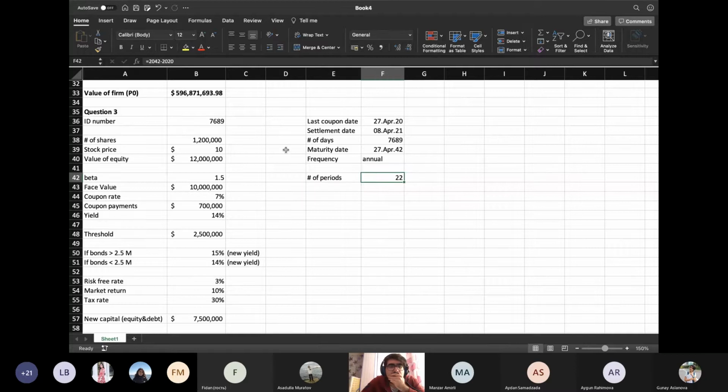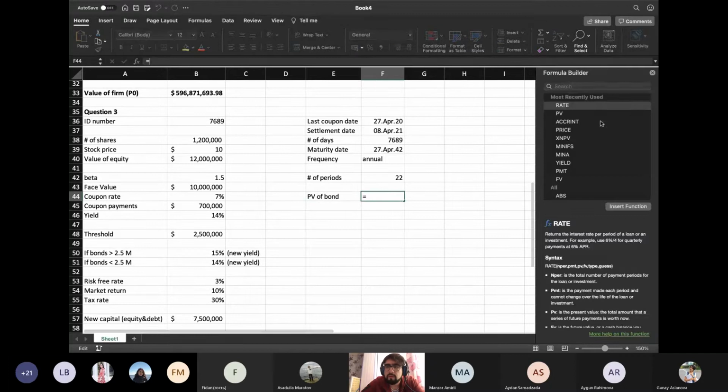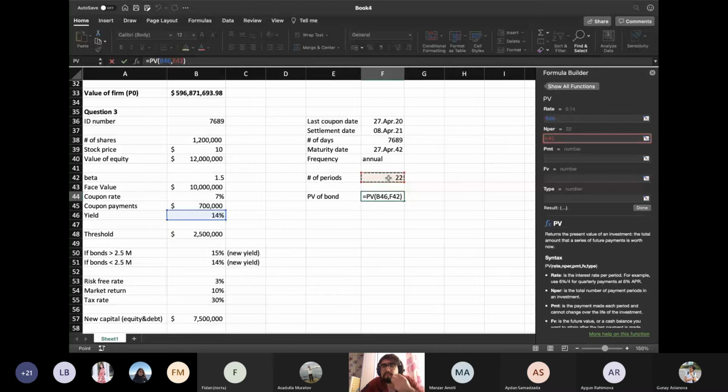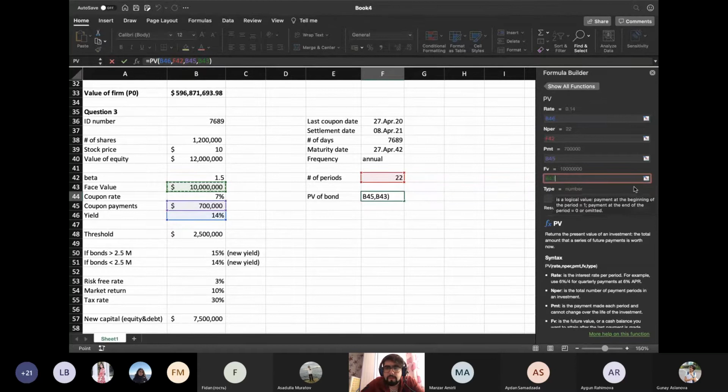We have periods, we have yield. We can find present value of the bond. PV. So rate, it is our yield. Number of periods, it is ordinary simple bond calculation. Coupon payments, future value, face value, and that's it.